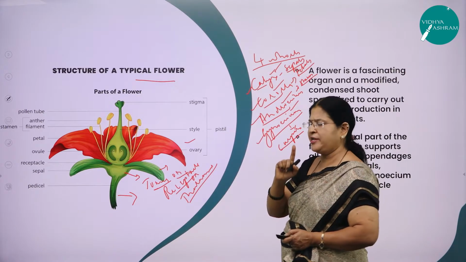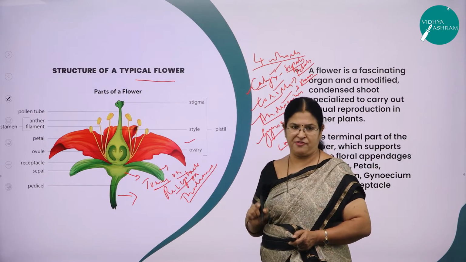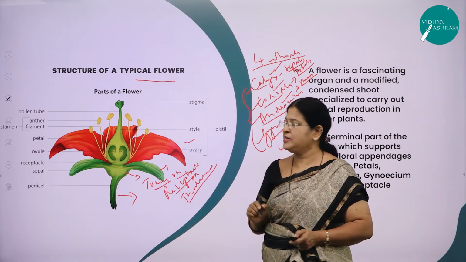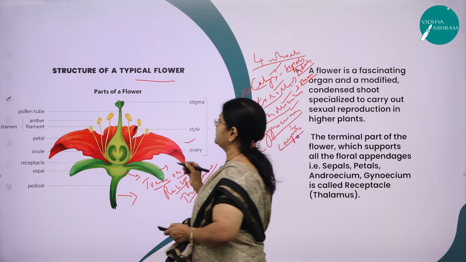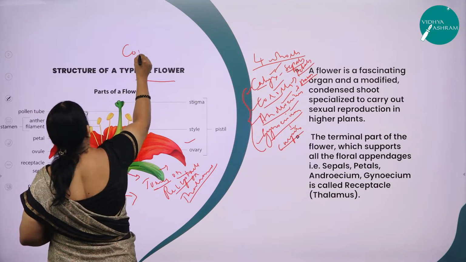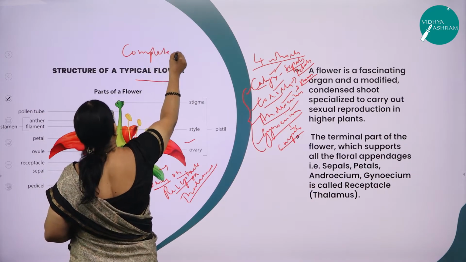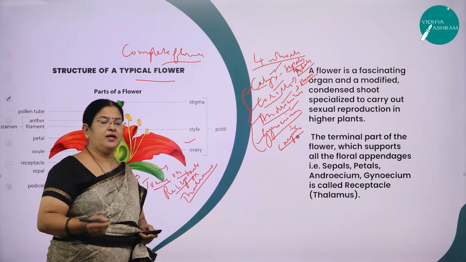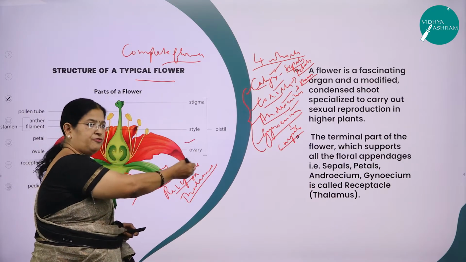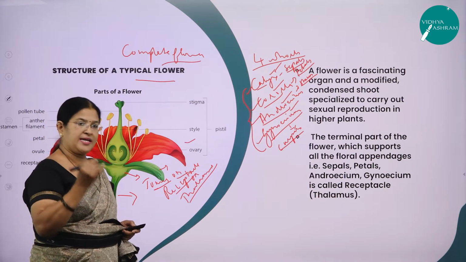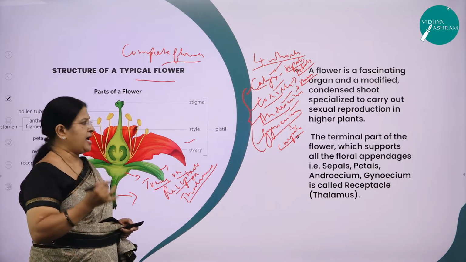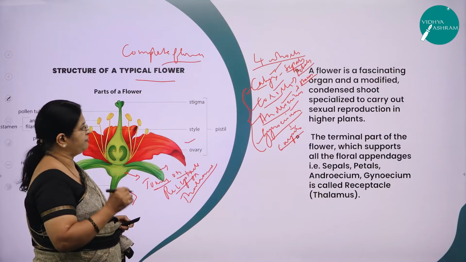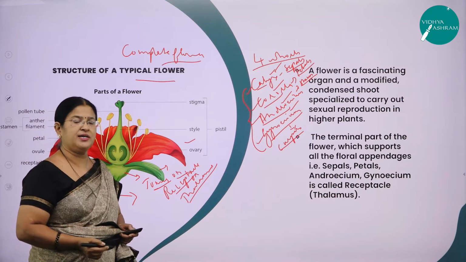Carpels. One very important thing you should understand in a flower: when all the four whorls are present in a flower, such a flower is called a complete flower. So which flower is called a complete flower? When a flower has all the four whorls. What are the four whorls? Calyx, corolla, androecium and gynoecium. When all the four whorls are present in a flower, you call such a flower a complete flower.